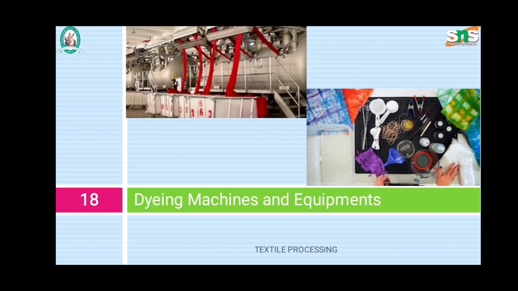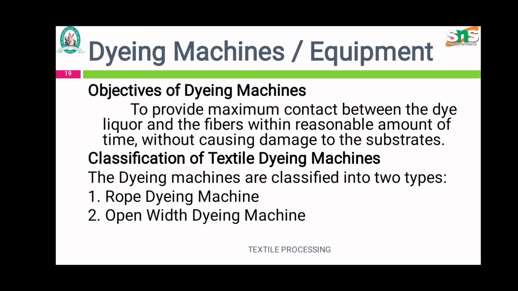Next, dyeing machines and equipment. The objectives of dyeing machines are to provide the maximum contact between the dye liquor and the fibers within a reasonable amount of time without causing damage to the substrate. Classification of the textile dyeing machines. The textile dyeing machines are classified into two types: rope dyeing machines and open width dyeing machines.